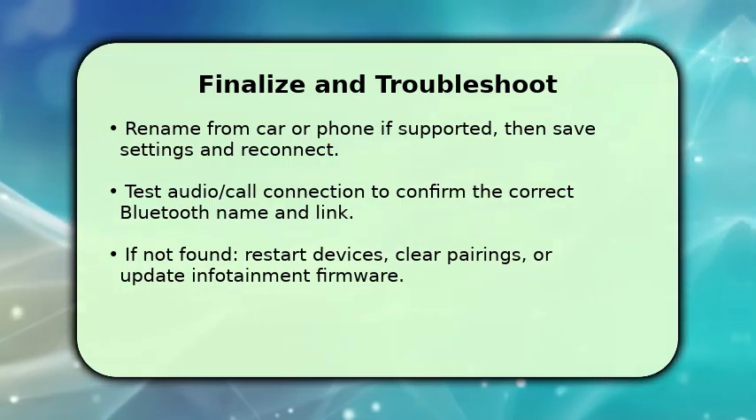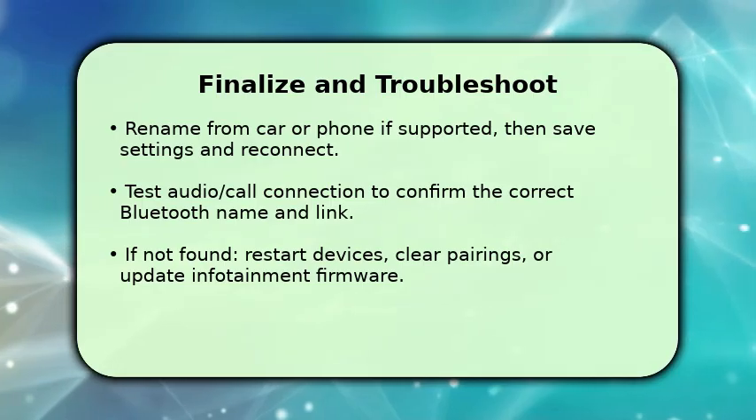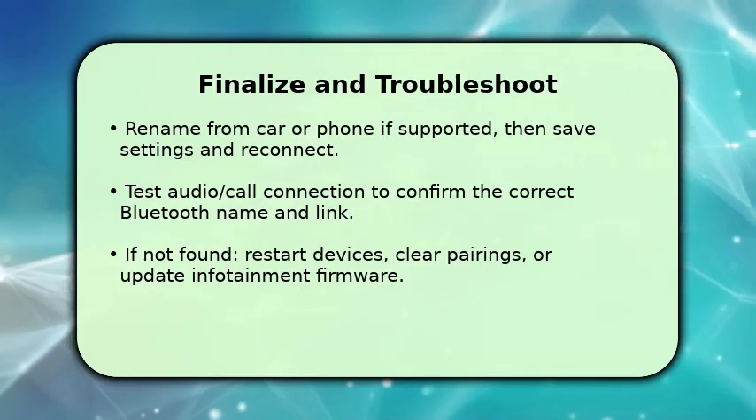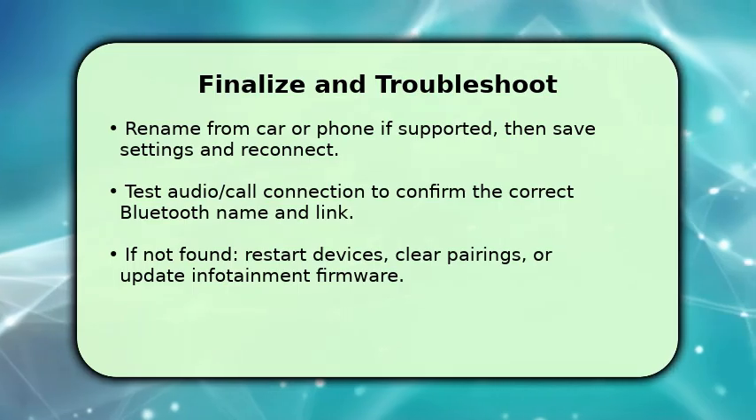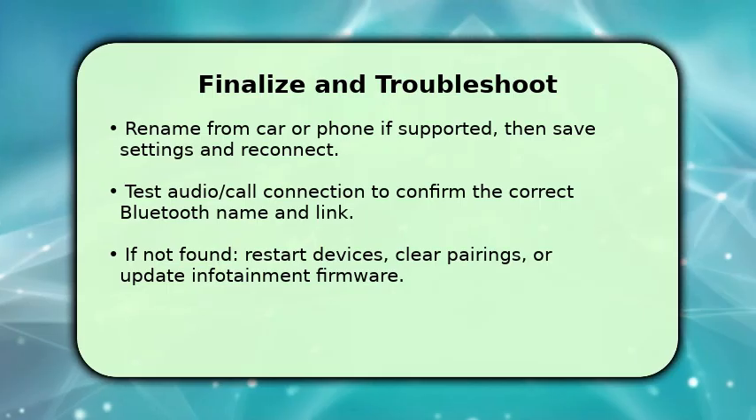If the name still isn't visible, restart the phone and infotainment, remove old pairings, and retry discovery. This resolves most glitches. Make sure both devices run current software. If problems persist, consult the car's manual or dealer, because some models lock the broadcast name for safety.